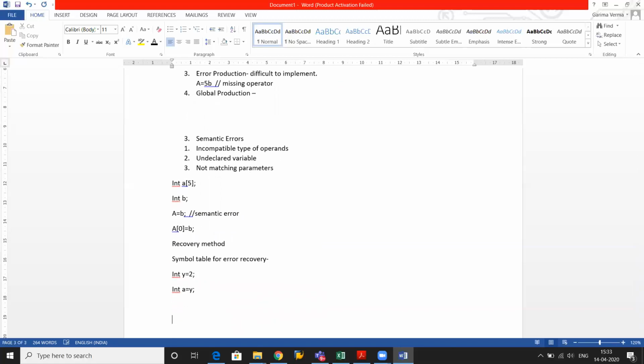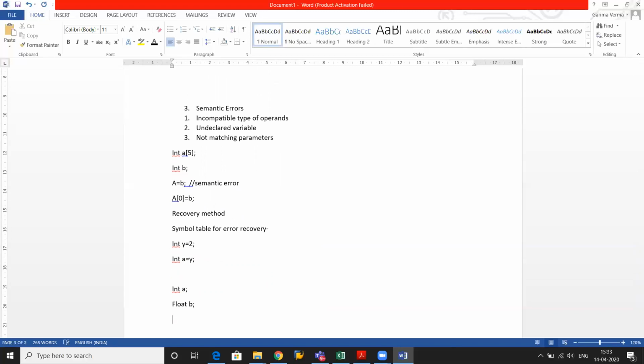Now in a similar way, suppose you had integer a and you had float b, and you have written a is equal to b. So what type of error is it? Incompatible type of operand. So generally I've told you there are two methods to deal with this error. In some languages, a type conversion procedure is there. Basically this error is called incompatible type of operands. You are trying to assign a float to an integer, right? So two things can happen.